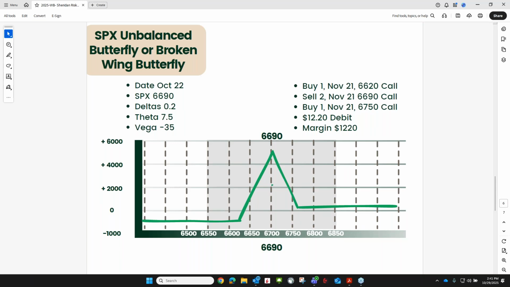reduce your size, right? Same as when people do earnings trades, right? We're in our last big earnings cycle of the year, the October earnings cycle.